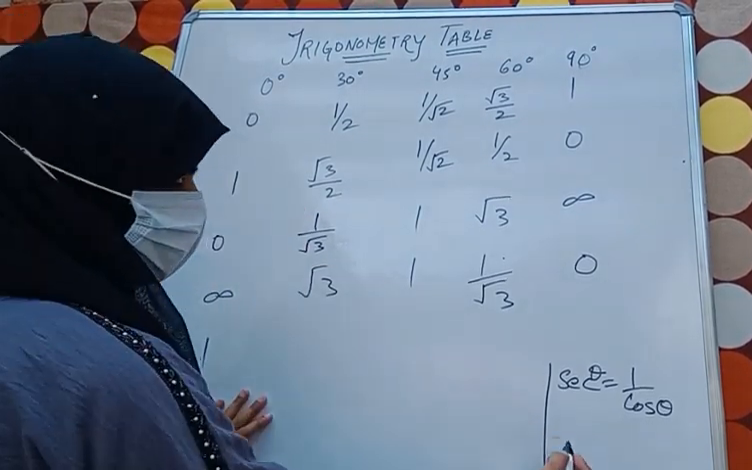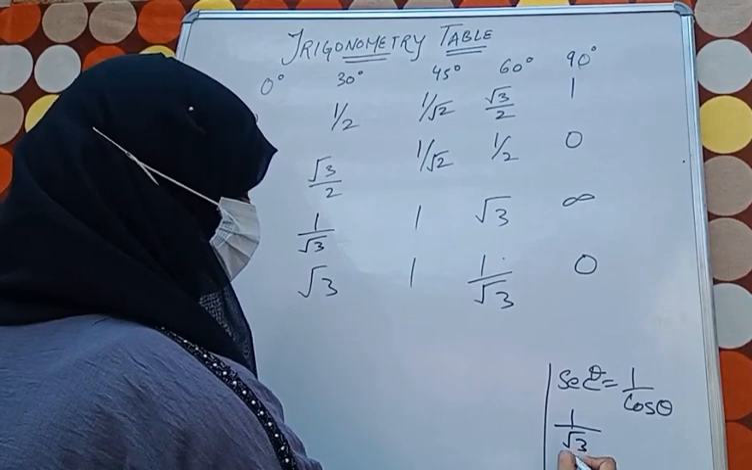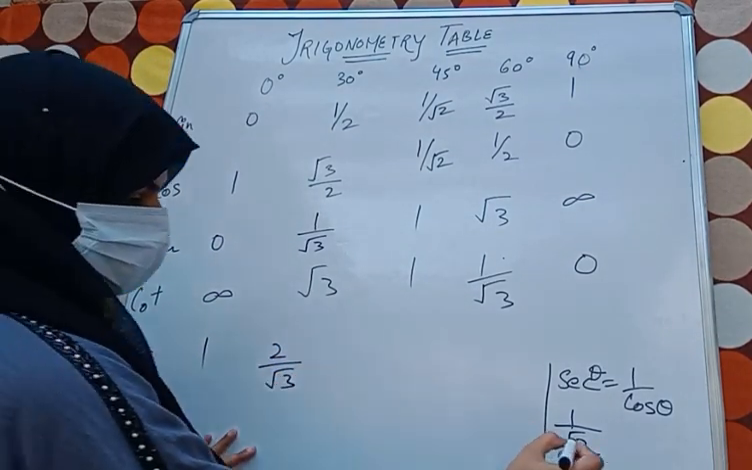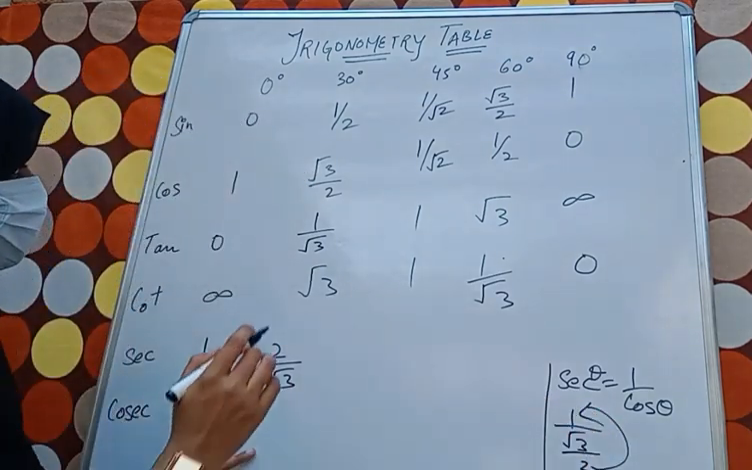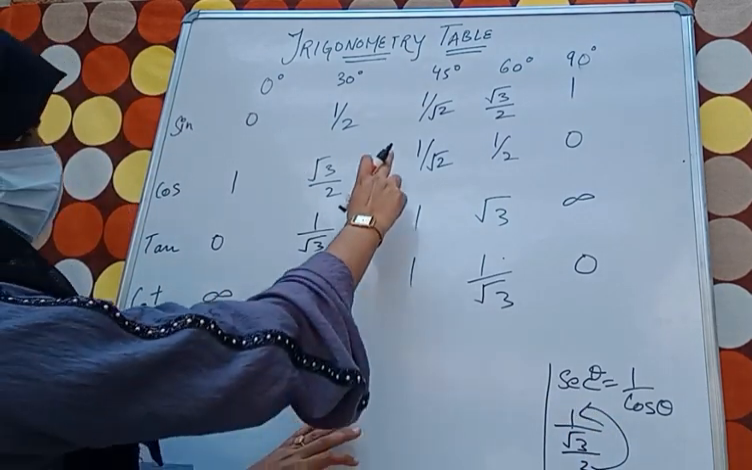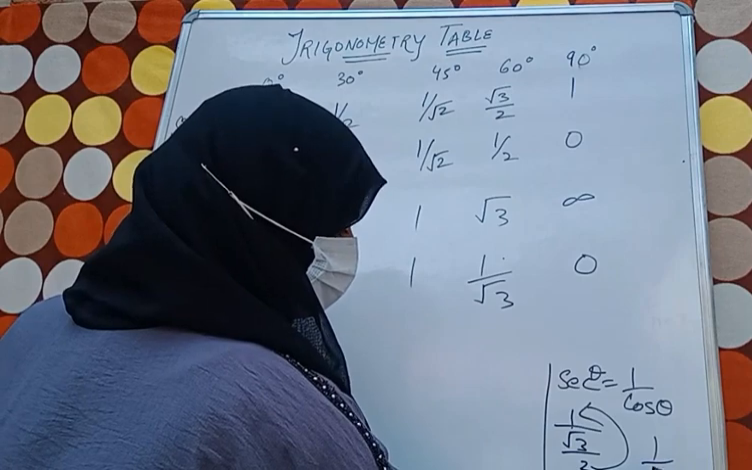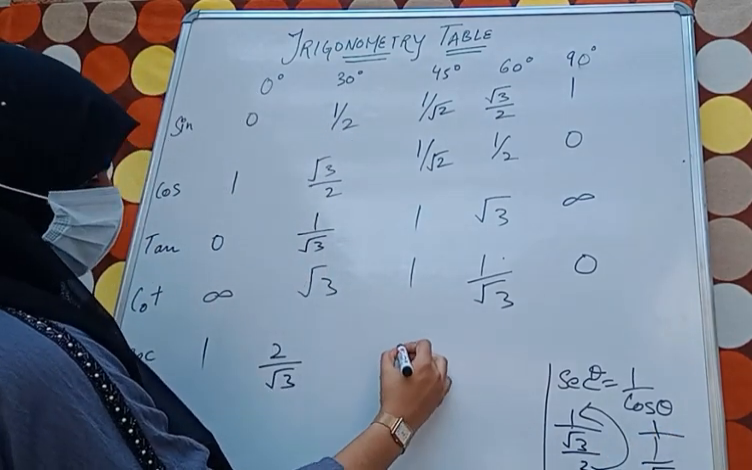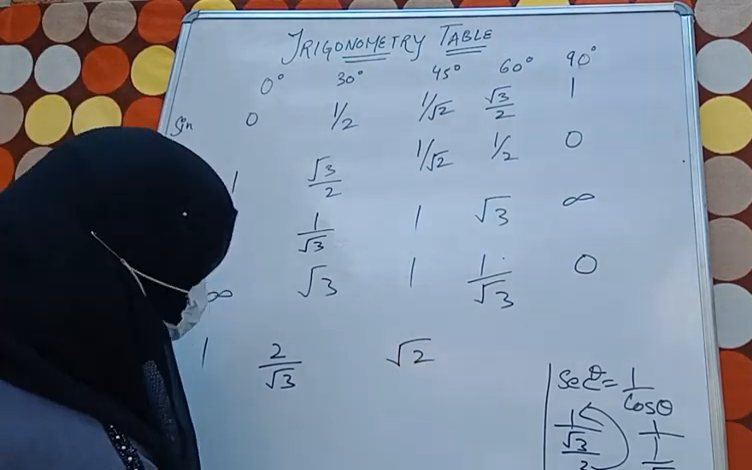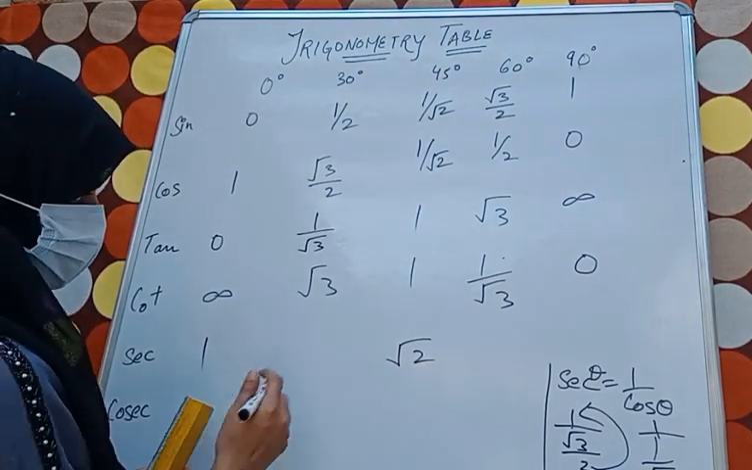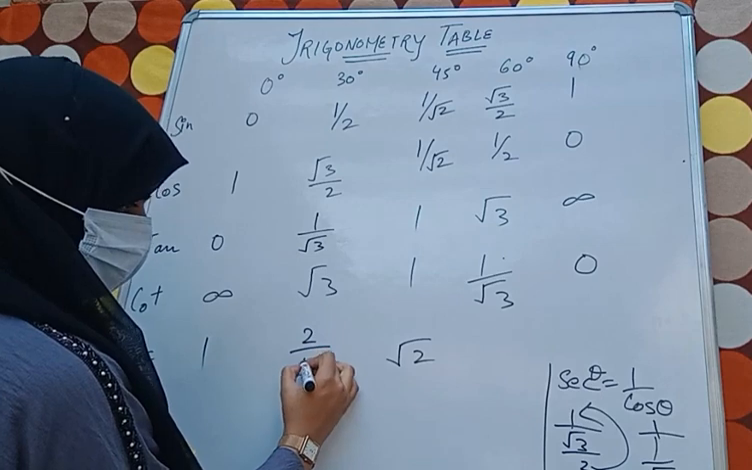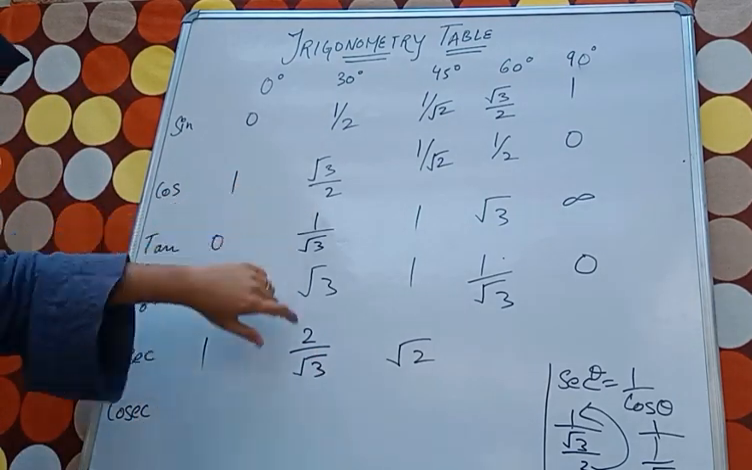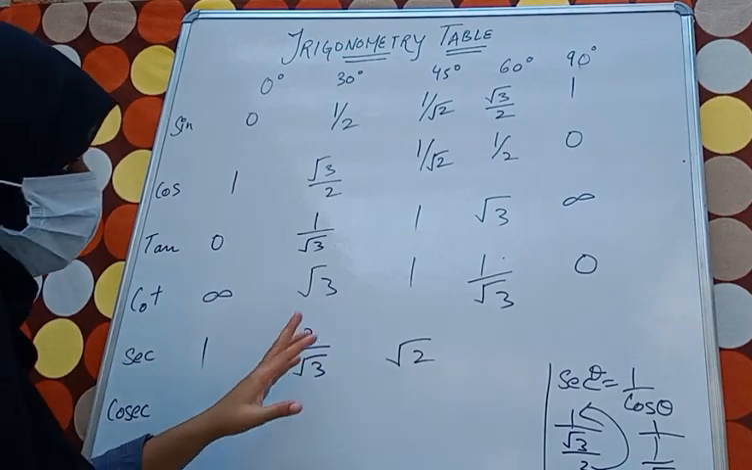So, now what will we do? 1 upon root 3 upon 2. So, what will it become? 2 upon root 3. This 2 will go up. Fine. Now, next we have 1 upon root 2, and keeping 1 on top. So, it will become what? Root 2. Fine. So, let me shift this one a little bit here. So, 2 upon root 3. Fine. The numerator will change into denominator.